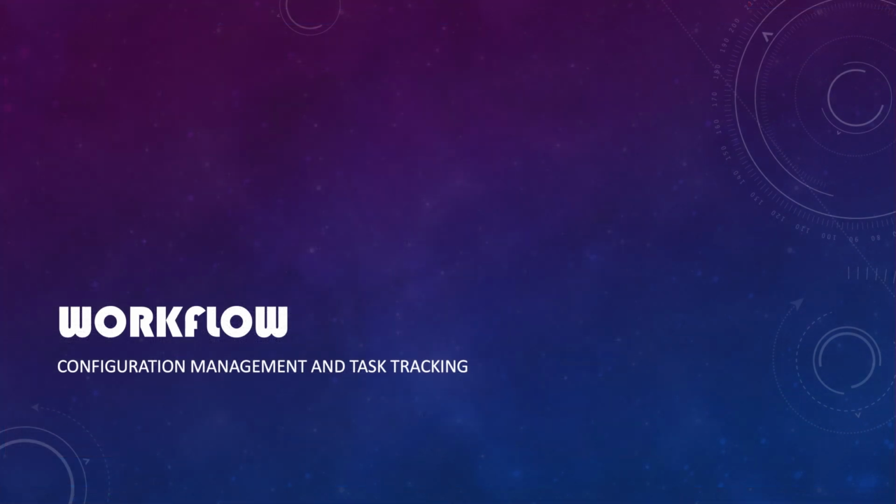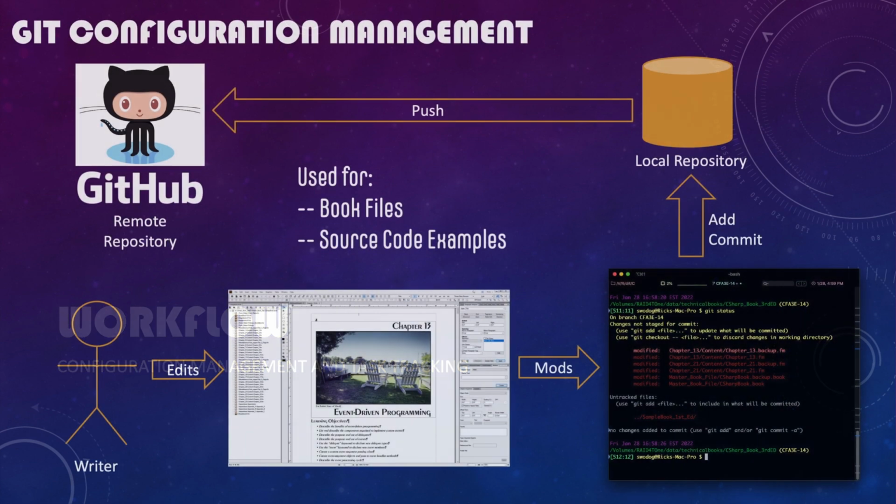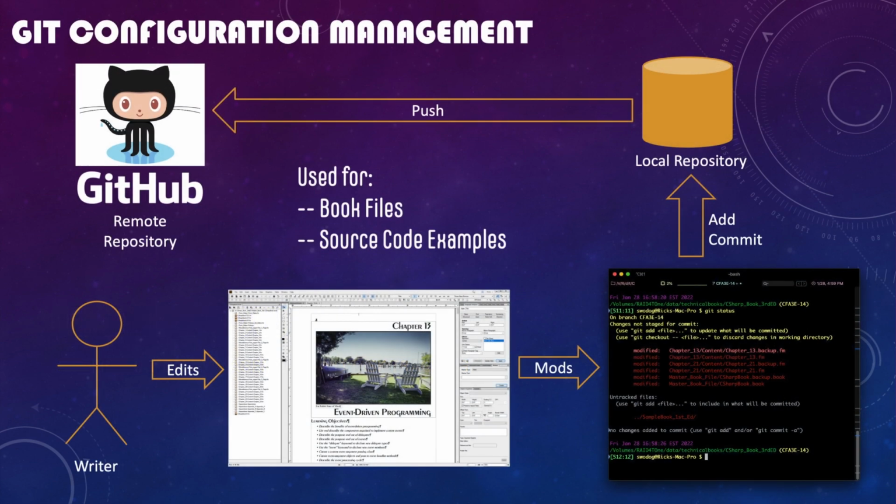I'd like to talk now about workflow and focus on configuration management and task tracking. When I work on a book, I'd like to make sure that I don't obliterate something that I've been working on. If I make a mistake, I'd like to roll back my mistake, right? So you could do this manually by making a copy and saving it off and then going searching for it and pulling it back. But as a software engineer, I use Git for my source code. So I use Git to do configuration management on my book files as well, right?